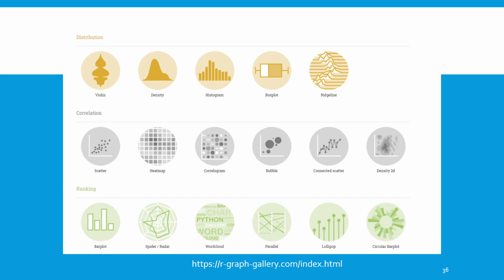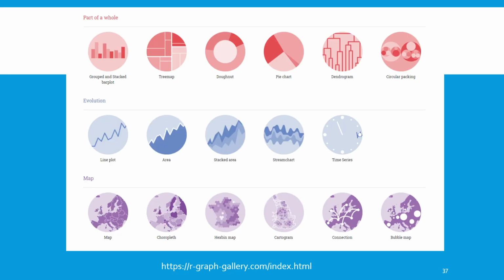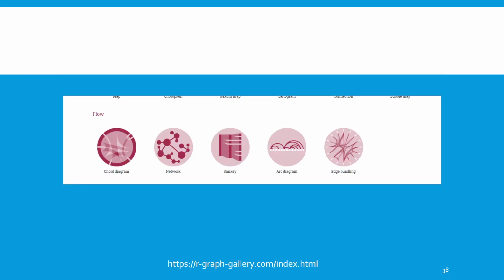There are tons of them. For part of a whole, we have the dendrograms and the pie charts. For evolution, we have different types of stacked bars or time series, and maps are able to convey a lot of information. For flow, we can have chord diagrams that are used to analyze networks, and the Sankey diagram that allows us to analyze flows. And these are really, really cool things that we're going to be exploring.